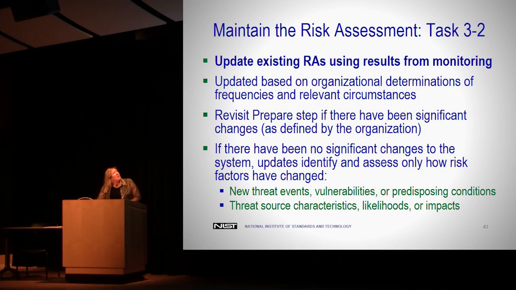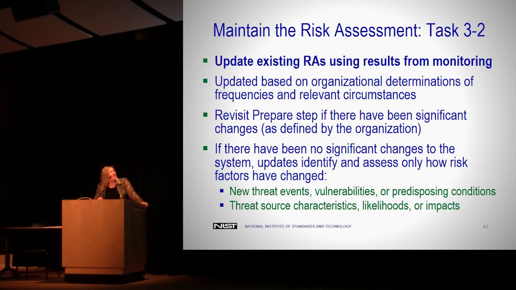Task 3.2, update the existing risk assessments using results from monitoring, and sorry, I'm trying to read it, but I can't see what it says. Updating based on organizational determinations of frequencies and relevant circumstances. So these are reasons why you might be doing the updates and should do the updates, and you might need to revisit the prepare step. So if things have changed and you're circling back and you're updating your risk assessment, you may need to change some of the things that we determined in the framing, in the prepare step, some of that planning that we did when we looked at our assumptions and predisposing conditions and those sorts of things. You might need to go back and revisit those.